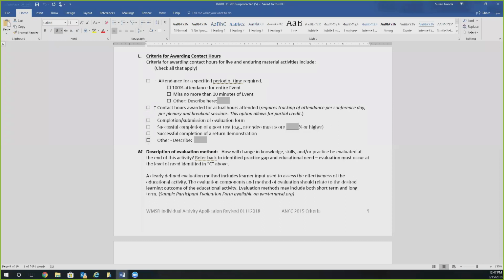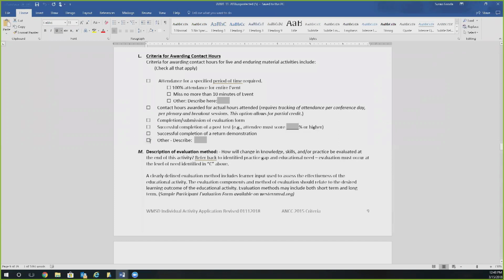can go to all of it, or 1 day of it, or 2/3 of it, then you probably want to say that the contact hours will be awarded based on their actual hours of attending. You may want to have them submit their evaluation before they get their CE certificate. Check the box. If there's a post-test, check the box. If they have to do a return demonstration, check the box.